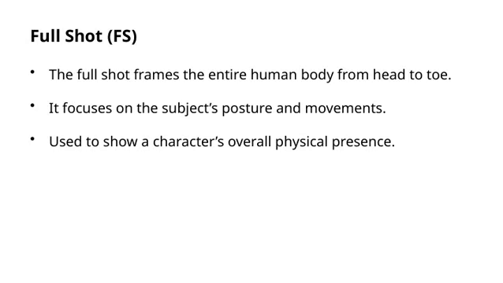Let's talk about the full shot, or FS as we often call it. This shot is all about capturing the entire human body from head to toe. It's really useful because it allows us to see the whole posture and how someone moves. When you're using a full shot, you're highlighting the person's overall physical presence, how they carry themselves, their stance, and their gestures. This makes it a powerful tool to communicate confidence, emotion, or character traits. Remember, in storytelling or analysis, the full shot helps set the scene and gives the audience a complete view of the subject's physicality.